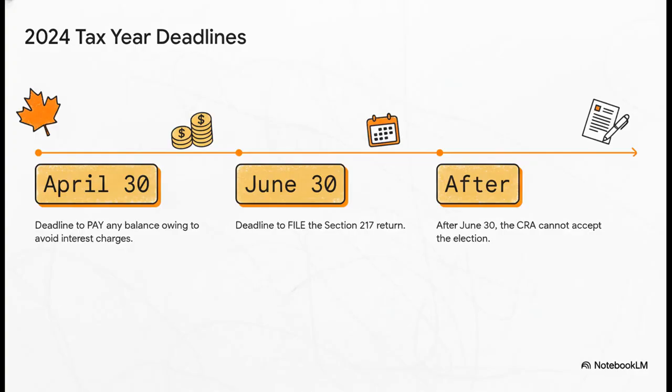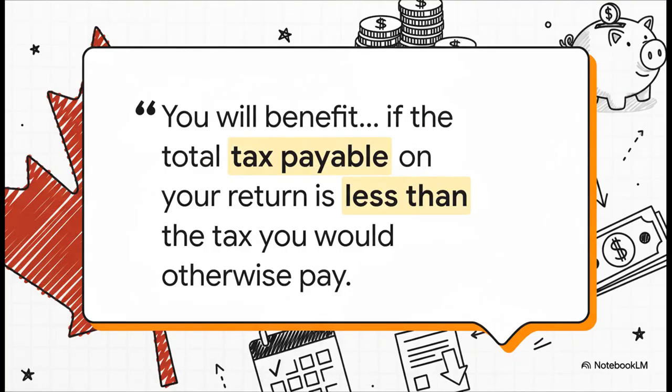These dates are non-negotiable. Now, any tax owing is still due by the standard April 30th deadline to avoid interest, but look closely at the filing deadline for the return itself. It's June 30th. If your client misses that date, the election is completely off the table for that year. It's non-negotiable. That initial withholding tax that was taken becomes their final answer. No do-overs.